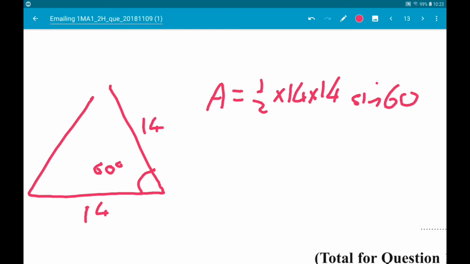Okay, so put that in your calculator and we should get 84.87 centimeters squared, but we want that to 3 sig figs, so it's going to be 84.9.